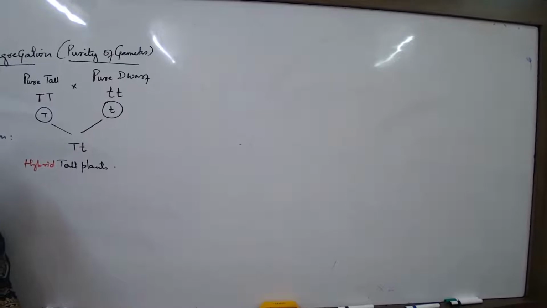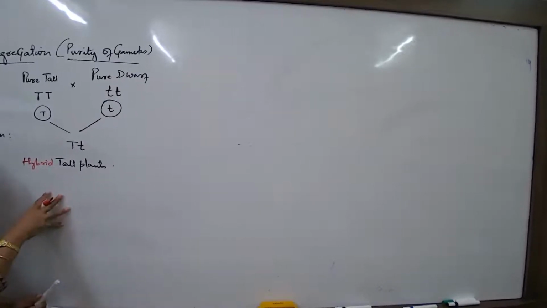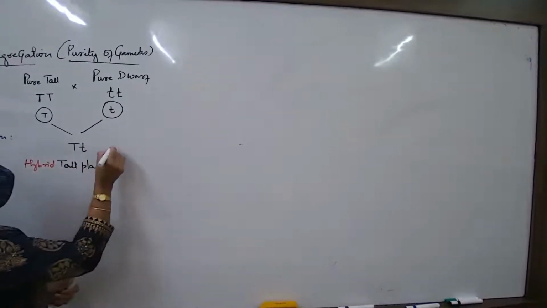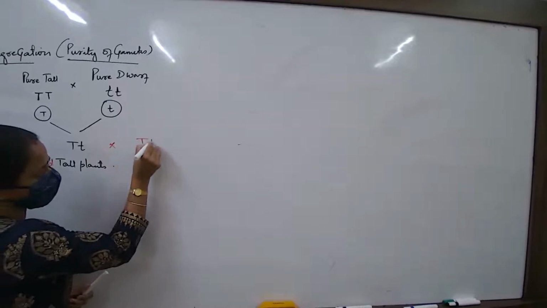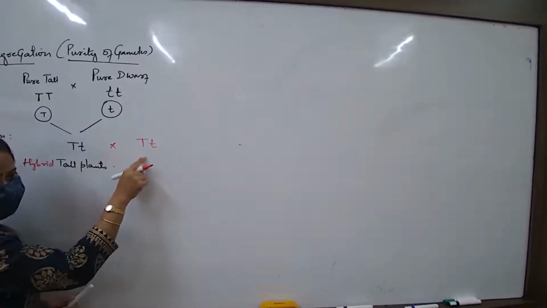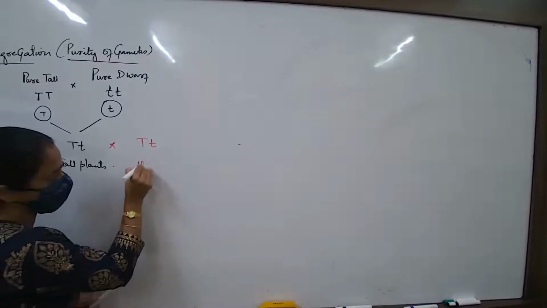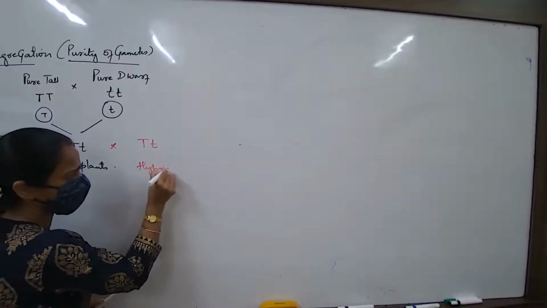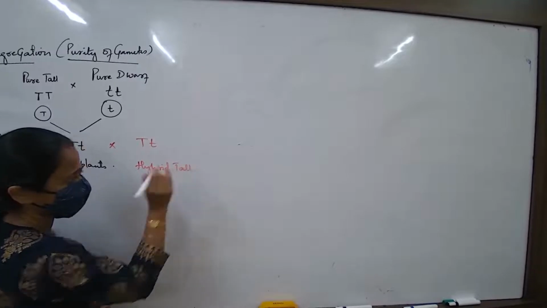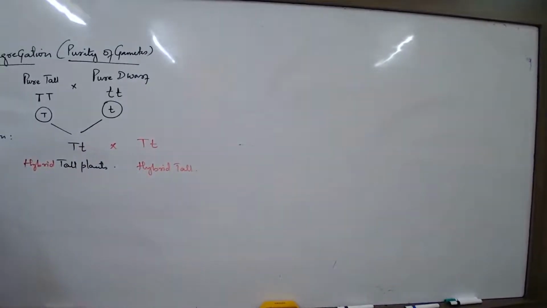Must be there. Then what did he do? In the next generation, now he took plants of the same generation. Two plants of the same generation. And what will be the phenotype? This is also hybrid tall, no? This is also hybrid tall.